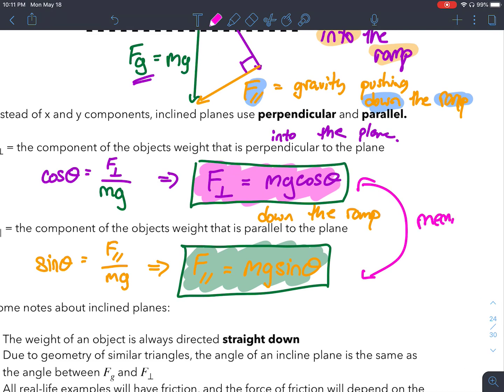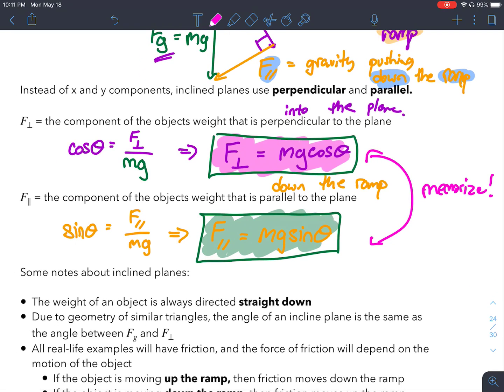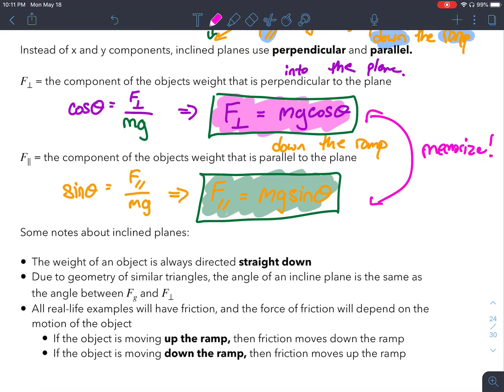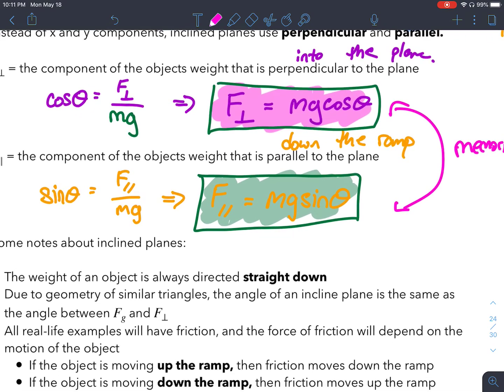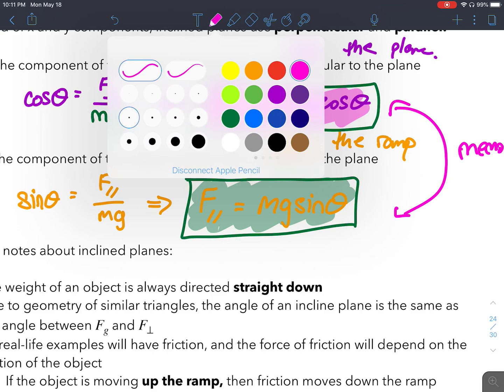Yes, this is an online course, so I don't really give you a formula sheet, but otherwise you need to know these. You're going to do enough practice that you will know that F perpendicular is mg cos theta, F parallel is mg sin theta. Okay. Now there's a very important distinction about F parallel.